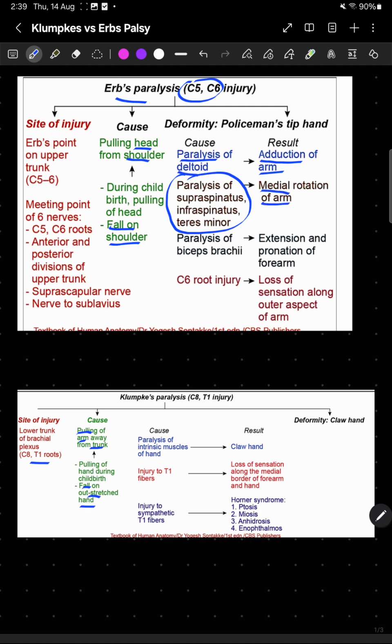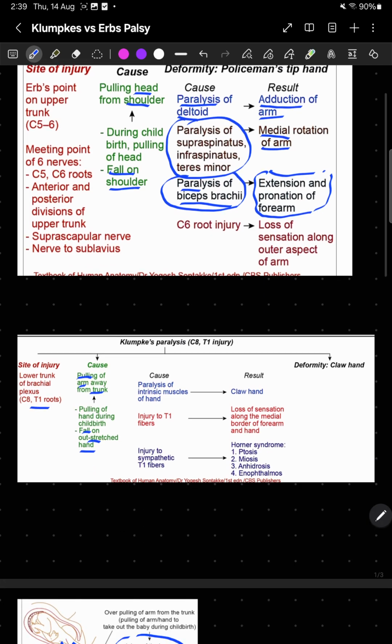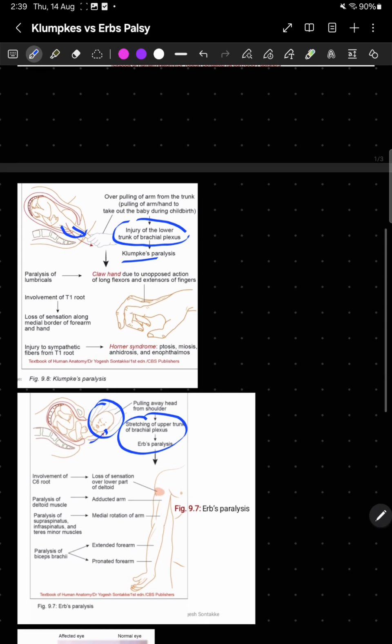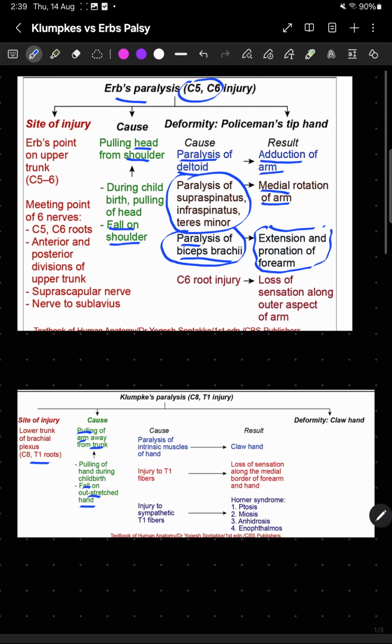Also, C5, C6, C7 include the root value of the musculocutaneous nerve. It includes paralysis of the biceps brachii. So the hand will go into a position of extension and pronation because the biceps brachii is a strong flexor and a supinator. Here we can see the hand will go into a position like this. The hand is adducted close to the body, and further we can see it is medially rotated. Because of the paralysis of the biceps brachii, there will be an extended forearm with a pronated forearm, and this type of condition is called the policeman's tip hand.